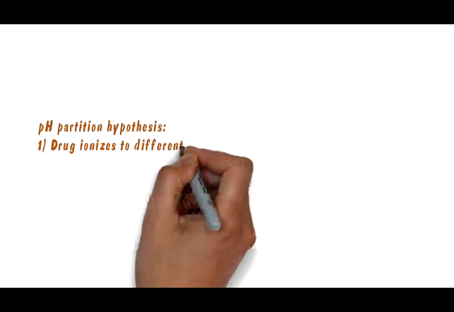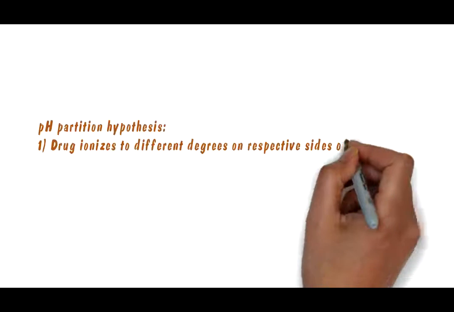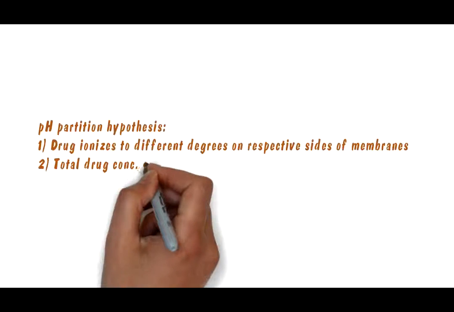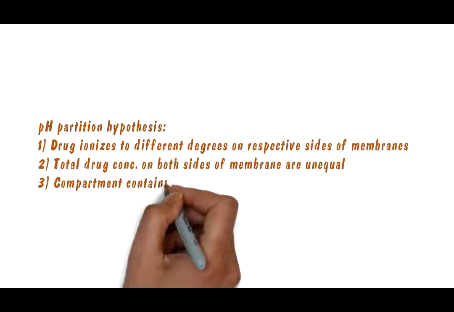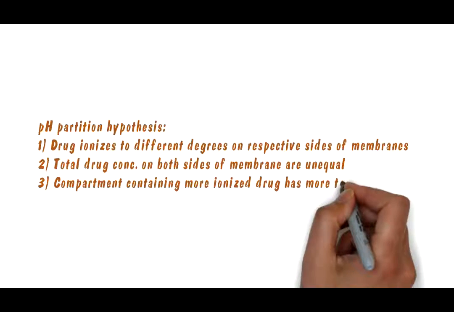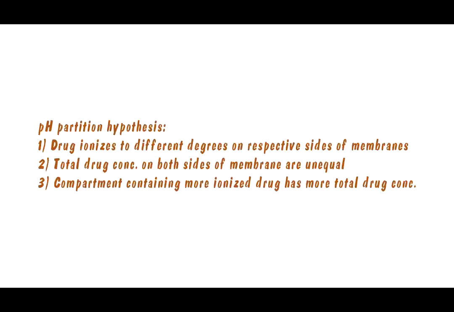According to the pH partition hypothesis, the drug ionizes to different degrees on respective sides of membranes. It depends on the pH of that compartment. Total drug concentration on both sides of the membrane is unequal. The compartment containing more ionized drug has more total drug concentration.